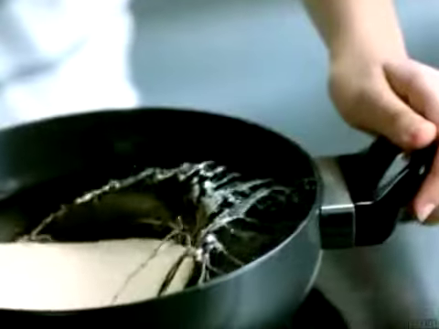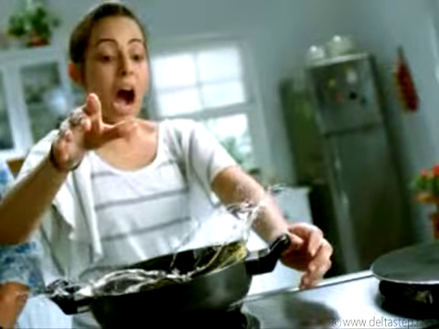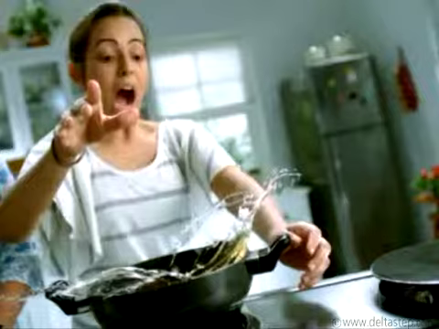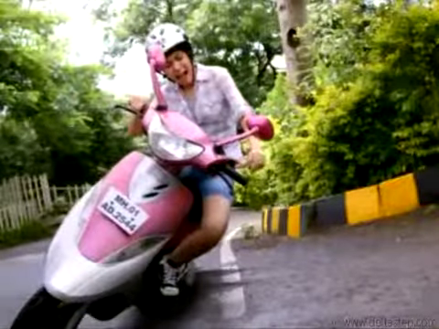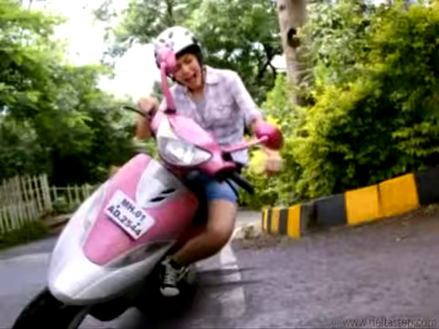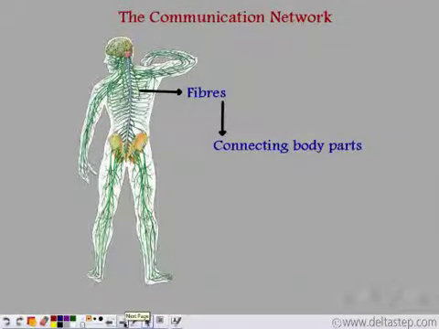This girl sees that oil is going to spill on her hand, so even before it is happening, she reacts. Similarly, this girl is riding a scooter. She senses that she is about to fall, so she stretches her hand in order to protect herself from a bad fall. So both these girls see the events through the eyes but react from some other body part.